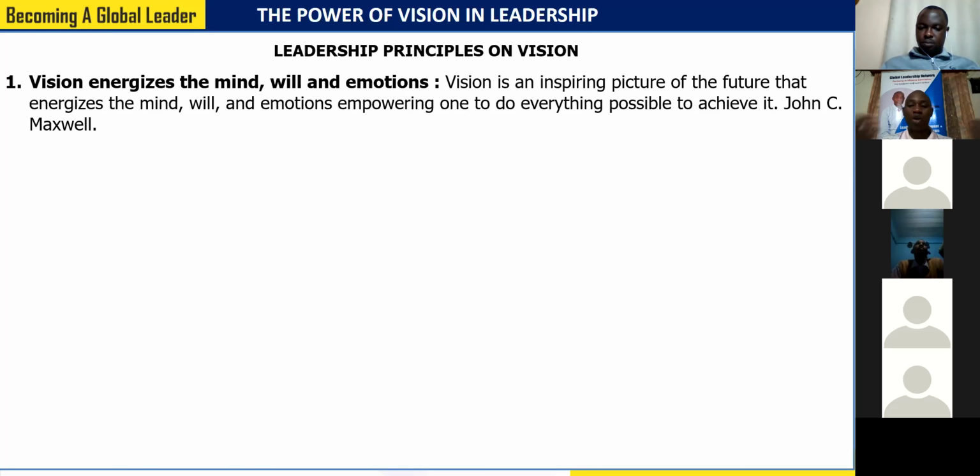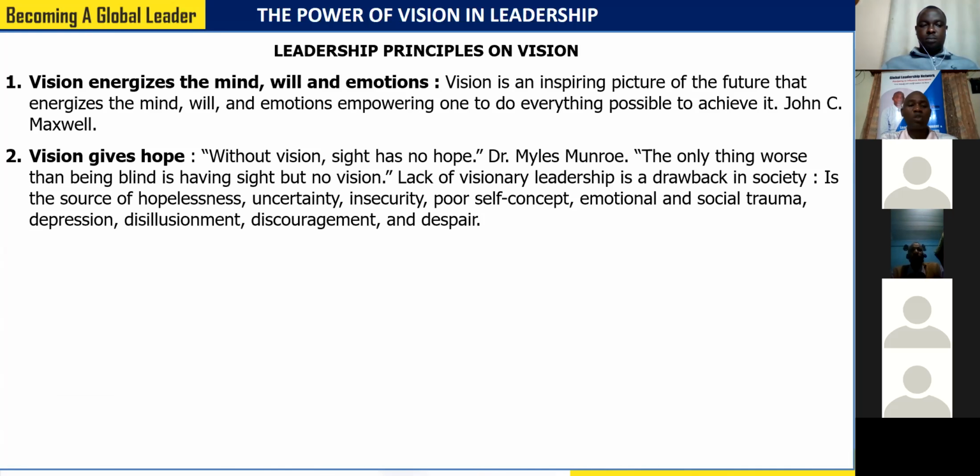And as we looked at that, we were also trying to reflect on our own. So vision is an inspiring picture of the future that energizes the mind, will, and emotions, empowering one to do everything possible to achieve it. That is John Maxwell. So vision gives hope. I mentioned that without vision, sight has no hope. The only thing worse than being blind is having sight, but no vision.